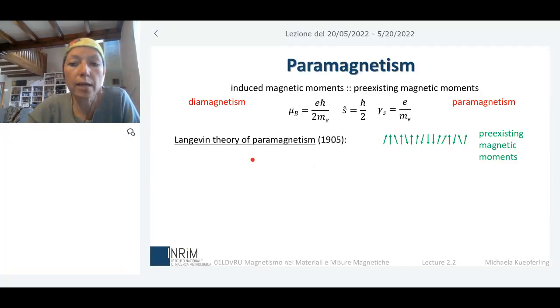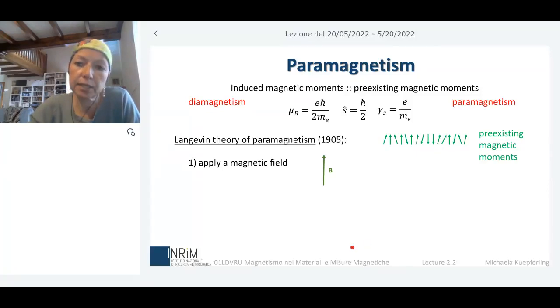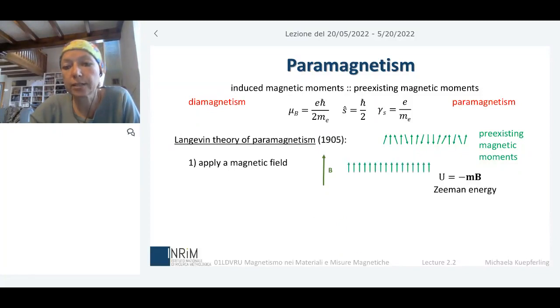Does not matter. However, Langevin developed a theory of paramagnetism in 1905. He tried to describe the behavior of a paramagnetic material in a magnetic field, considering two different energies, two different effects. One effect is that if you bring a magnetic moment into a magnetic field, then the magnetic moment will align with the magnetic field. So all pre-existing magnetic moments in the material will align with the magnetic field. And this is the Zeeman energy, because Zeeman energy is lowest if all the magnetic moments are aligned.